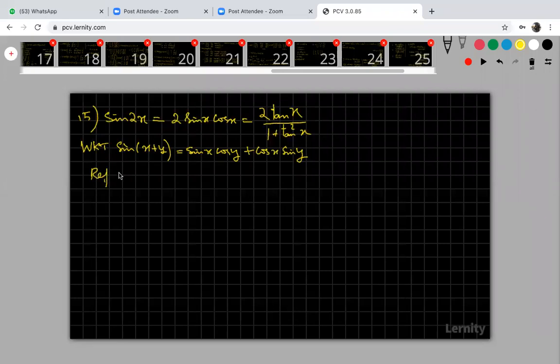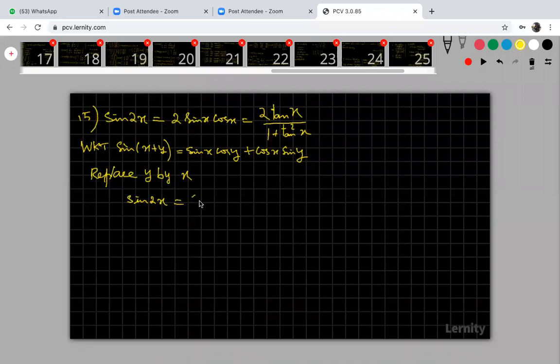Replace y by x. Then what about the left hand side? My left hand side is sin 2x. You will replace your y by x. Therefore, here also cos x, here it is sin x. Okay. So therefore, here also sin x cos x, here also sin x cos x.